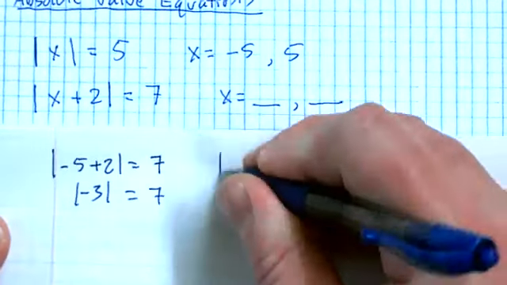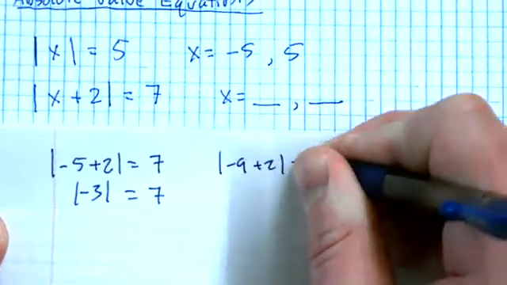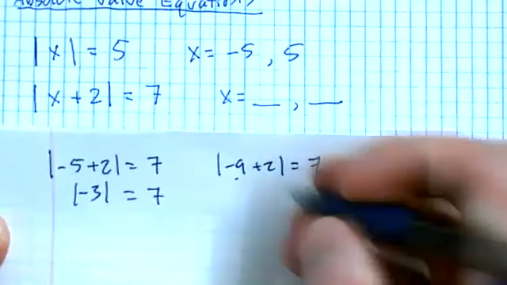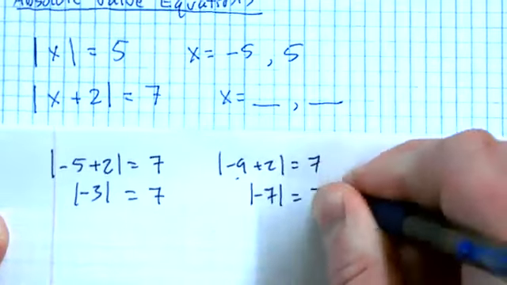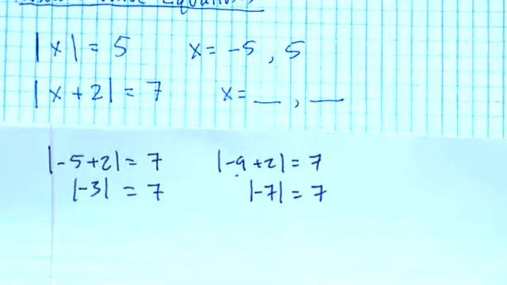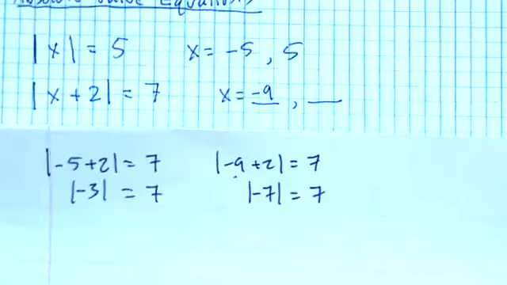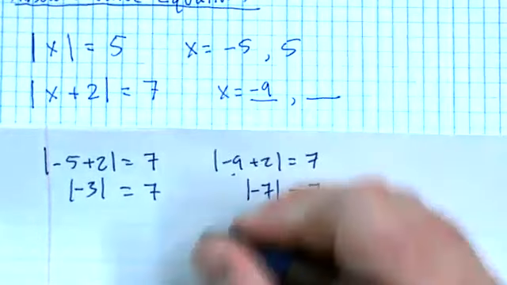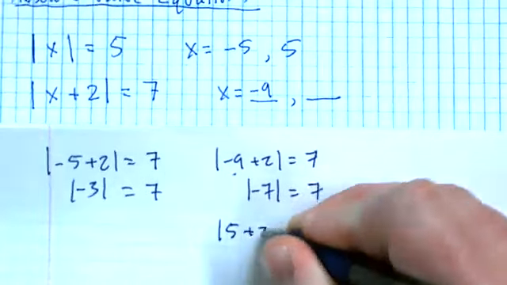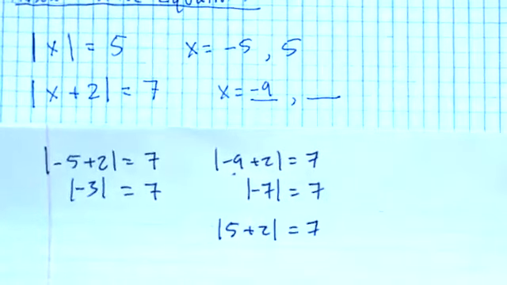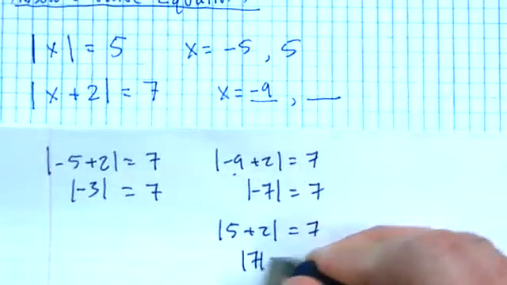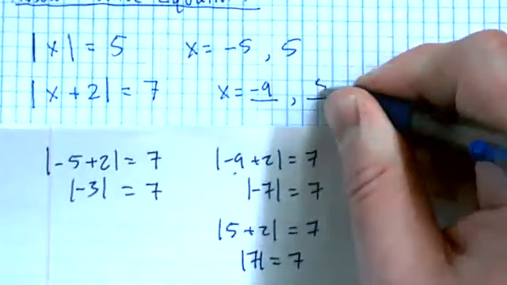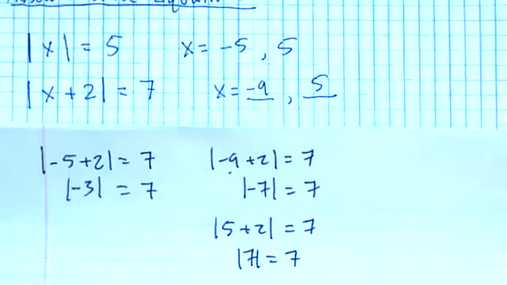-9. Let's try the -9. So -9 plus 2 is -7. Aha! Now it works, doesn't it? All right, so -9 is one of our solutions. Anybody want to guess another one? You guys are on it today. What do you think? Let's try 5. 5 plus 2 equals 7. Yeah, absolute value of 7 equals 7. Totally. So -9 and 5.